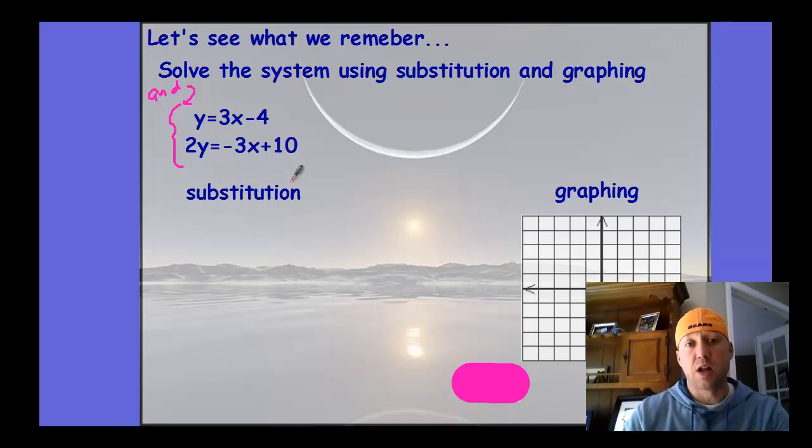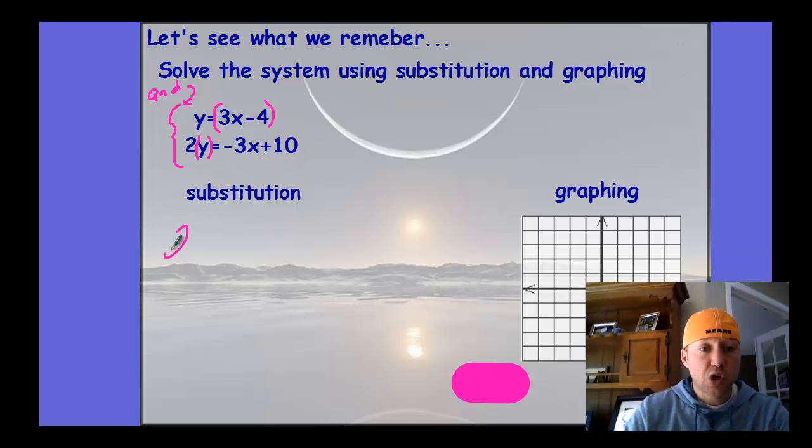Now you should have done this in Part A of Precalc, a lot in Chapter 2 especially, but we can take what we know y is. y is 3x minus 4, and we can put that in for y in the other equation. And that's the substitution portion. Now we could solve it for y if needed. So like you could divide by 2, but to substitute we don't need to.